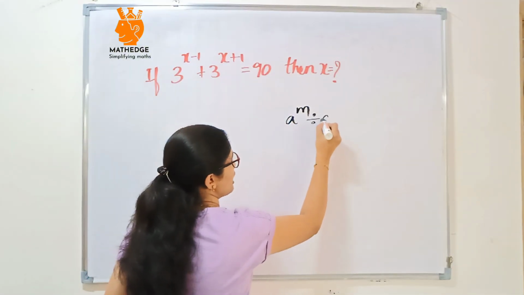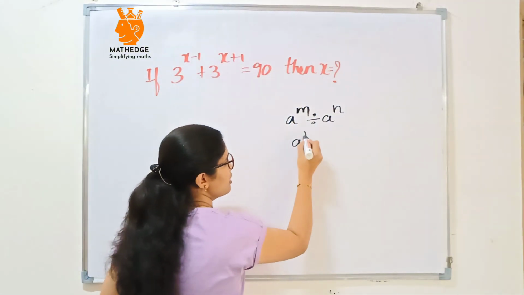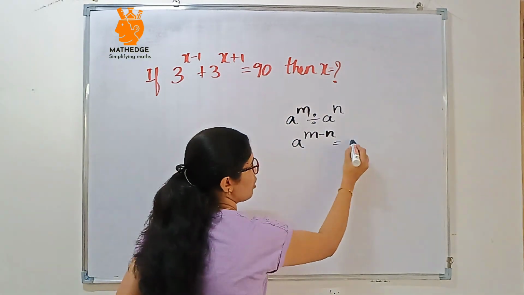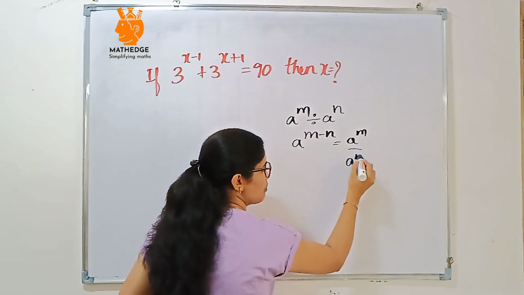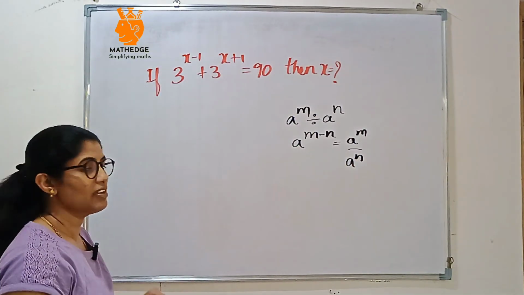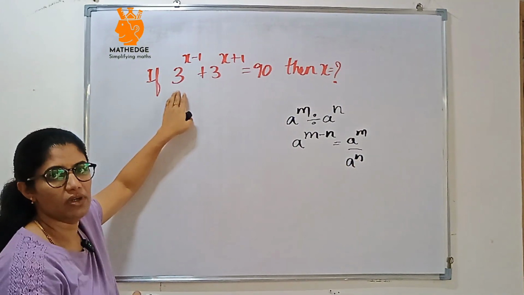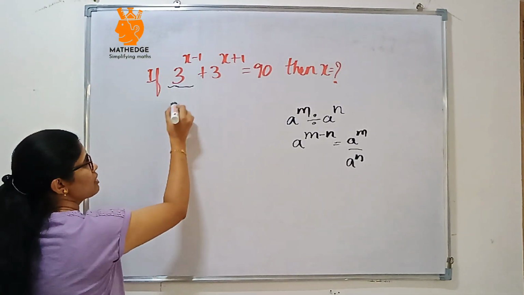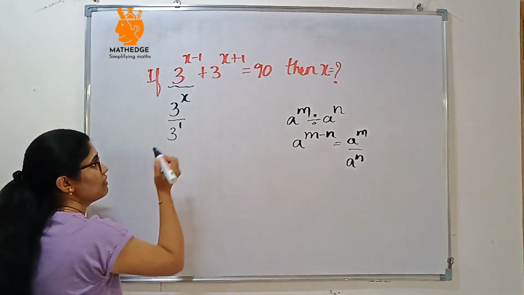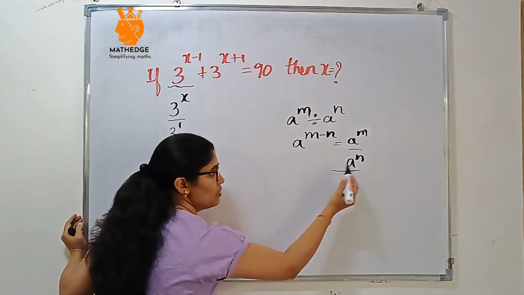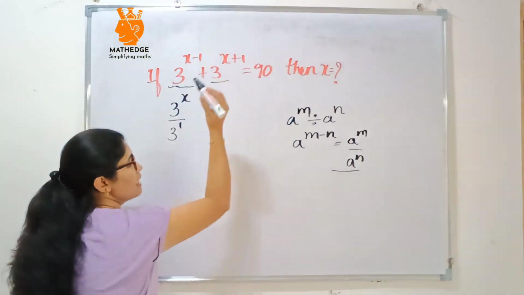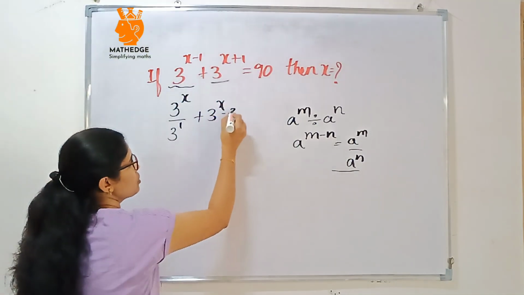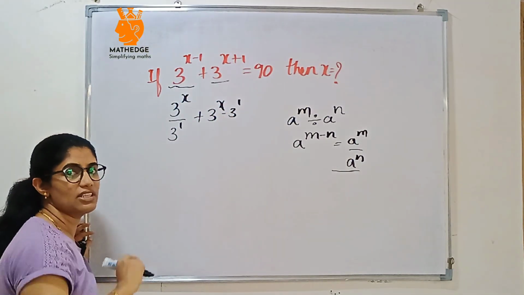a power m divided by a power n is a power m minus n. And we can write it in the form like this also, a power m by a power n. So both are same, right? So here we need to apply this rule, right? See, here we have 3 power x minus 1. So can I write 3 power x minus 1 as 3 power x by 3 power 1, according to this rule, right? And this is like a power m plus n, right? So this can be written as 3 power x into 3 power 1, as I said in the first rule, right?